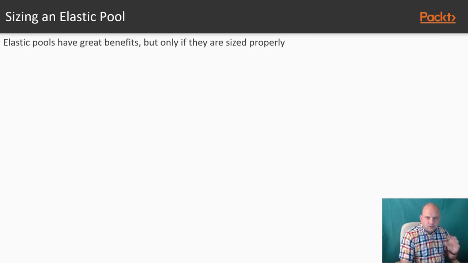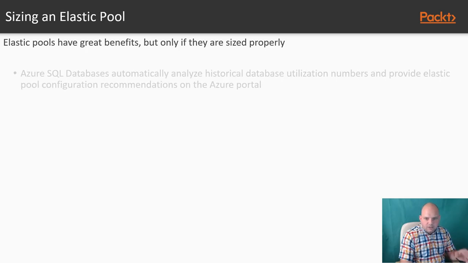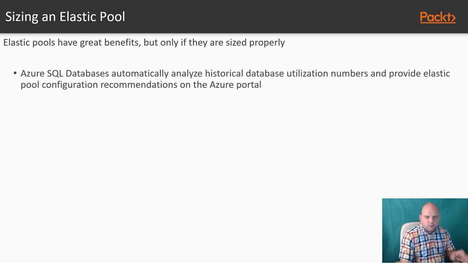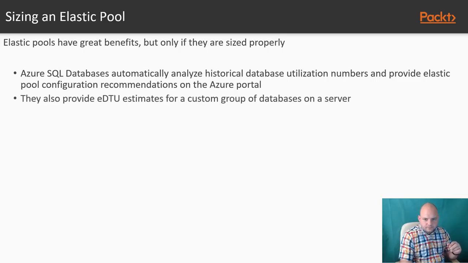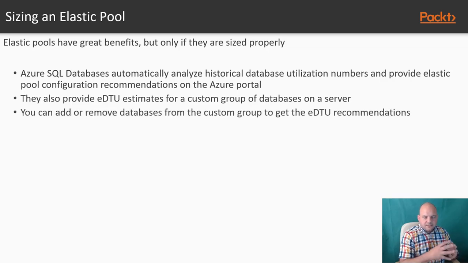Now, elastic pools have got some great benefits, but to get the most out of those benefits, we need to size them properly. Otherwise, we're going to end up spending a lot more than we wanted to on elastic pools. Azure SQL databases will automatically analyze historical database utilization numbers and give elastic pool configuration recommendations on the Azure portal. They'll also provide eDTU estimates for a custom group of databases on a server, and we can add and remove databases from the custom group to get the eDTU recommendations for that set of databases.